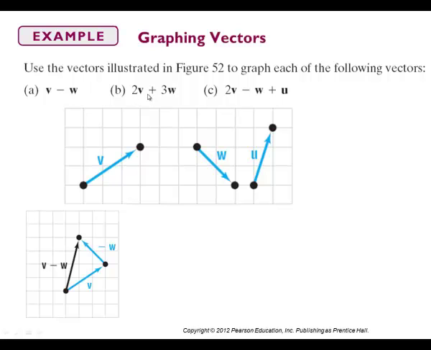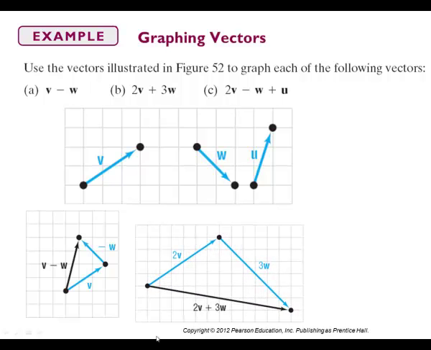Okay, here we have 2v plus 3w. Since v was 3 places to the right, now it's going to be 2 times that. 2 times 3, now it's going to be 6 places horizontally. And instead of 2 spaces up, it'll be 2 times that. It'll be 4 spaces up. So 6 spaces horizontally and 4 spaces vertically. And that's what we get here.